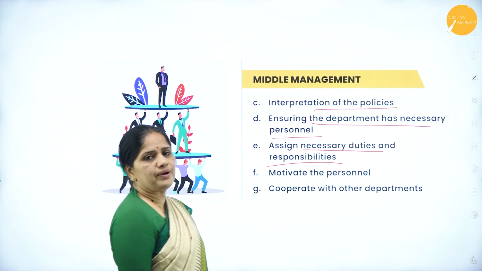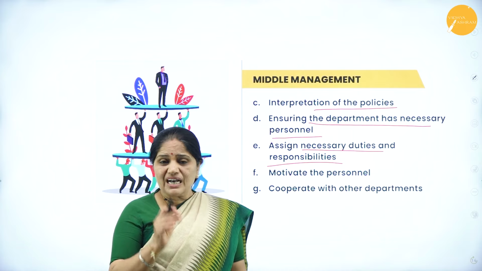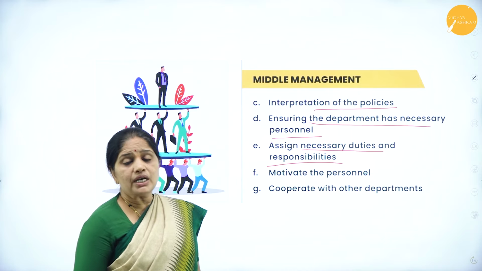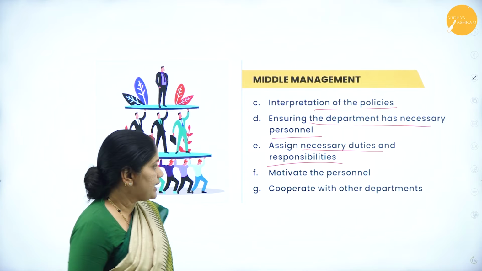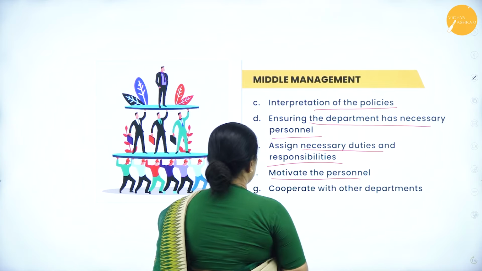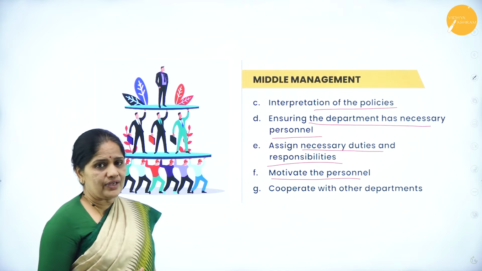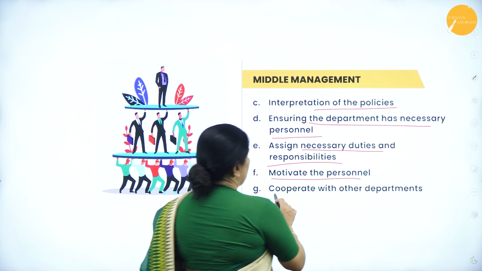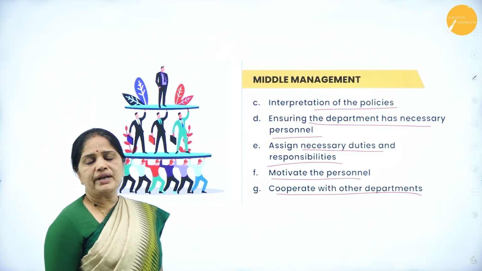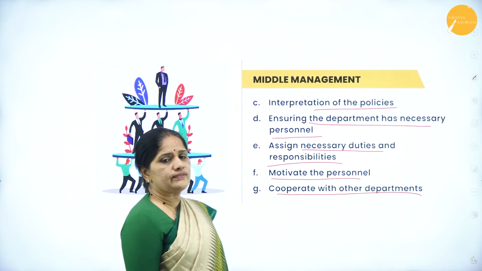They have to assign necessary duties and responsibilities. So when you have manpower, when you have appointed the people, you assign them the duties, you give them the responsibilities and make them do the job. So this is the job of the middle level management. Motivate the personnel. Motivating the personnel means each and every person who is working in the organization should have motivation to do the job. Until and unless he is motivated, he will not do it. So that is why we have to motivate the personnel and cooperate with the other departments. They have to cooperate with each other. So this is the work of the middle level.